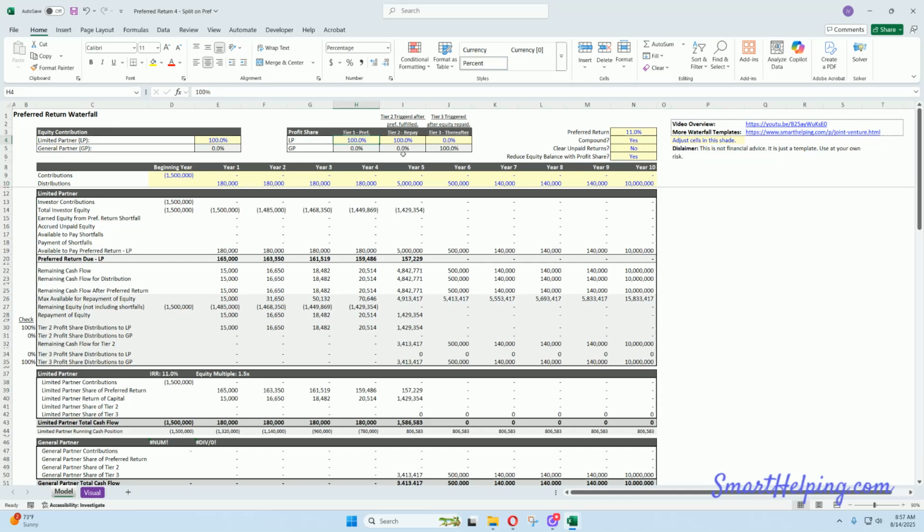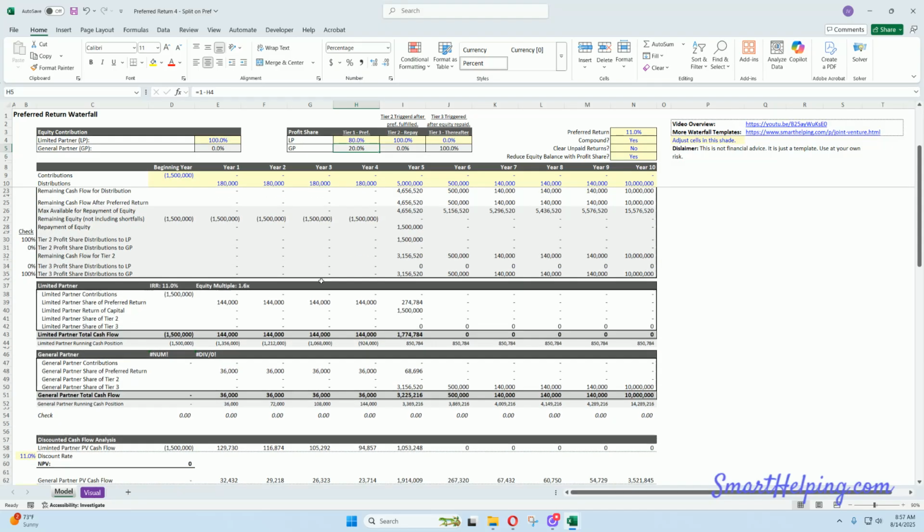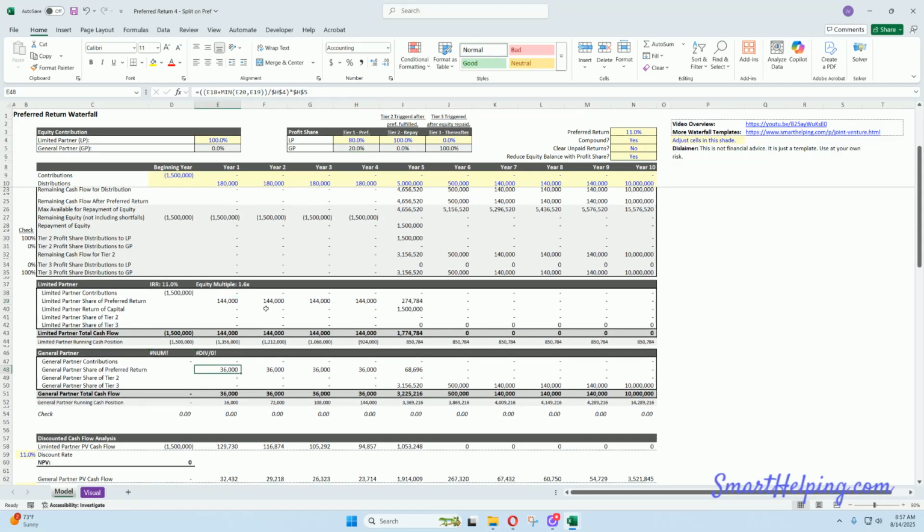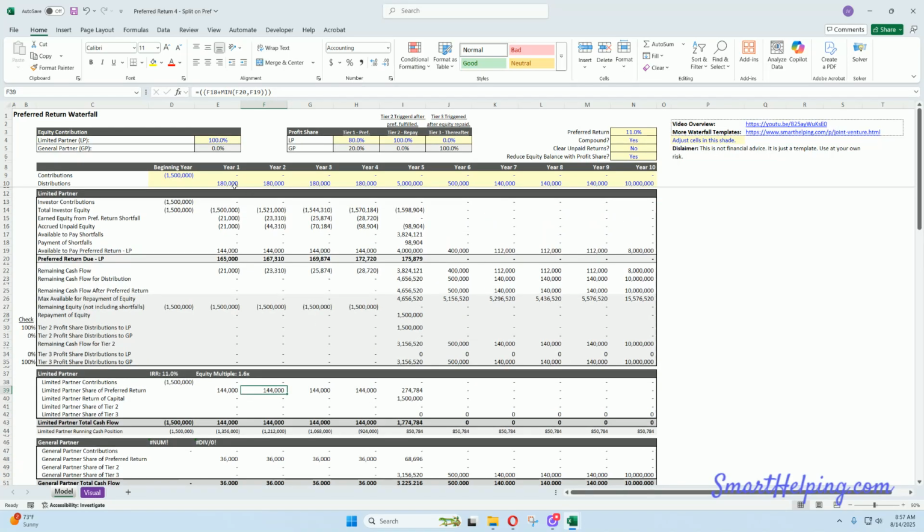Now you could get close to this by making this 80-20, so this amount here is split, and let's say there's still enough here. This way says that up until this pref has been fully paid to the LP, the cash flows are split 80-20. So in that case, you don't have enough to give the LP their full amount here.